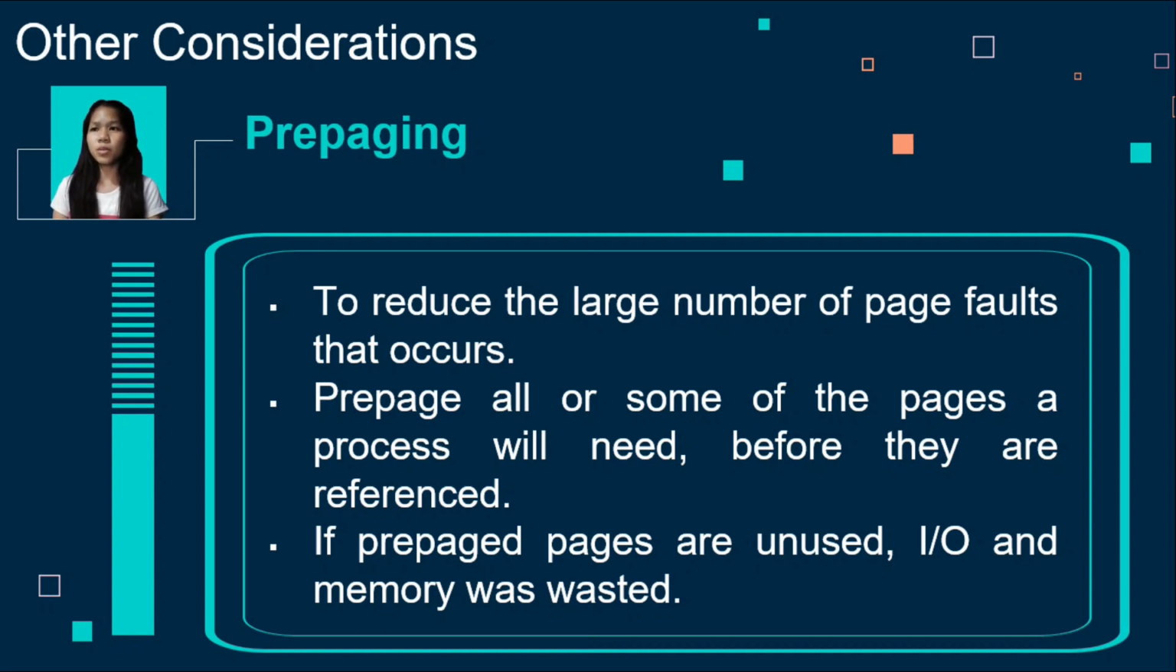In a system using the working set model, for example, we could keep with each process a list of the pages in its working set. If we must suspend the process, we remember the working set for that process. When the process is to be resumed, we automatically bring back into memory its entire working set before restarting the process. If prepaged pages are unused, I/O and memory were wasted.